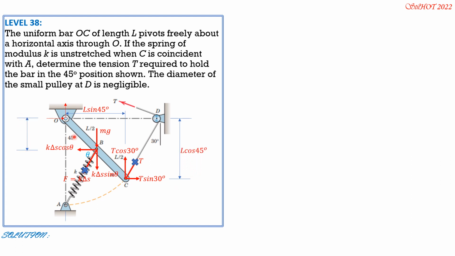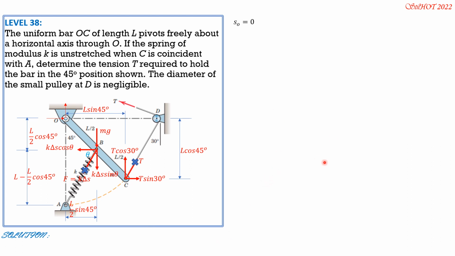Then this is L over 2 cosine 45, because the distance from O to A is the length of the bar when C is coincident with A. Therefore, this distance is L minus L over 2 cosine of 45. While this one is, because this is the center, half of L sine 45, so L over 2 sine 45 degrees. And this is L minus L over 2 cosine of 45 degrees. Again, OA is L, the length of OC, then minus L over 2 cosine 45.